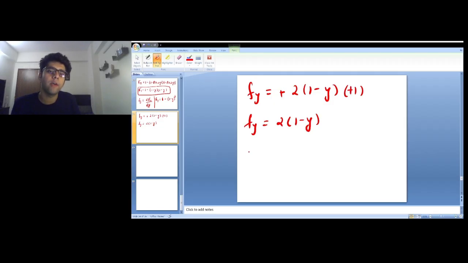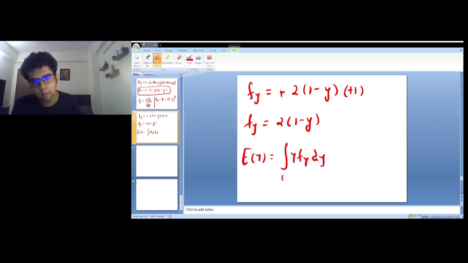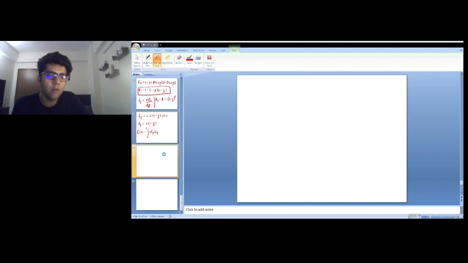And now I need to find the expected value of y, E of y, and the formula for E of y is the integral of y into f of y dy from 0 to 1, because y is also distributed uniformly from 0 to 1, because y is min of x1 comma x2 and the xi's are distributed from 0 to 1. Therefore the minimum value between x1 and x2 will also be distributed from 0 to 1, which is equal to y.